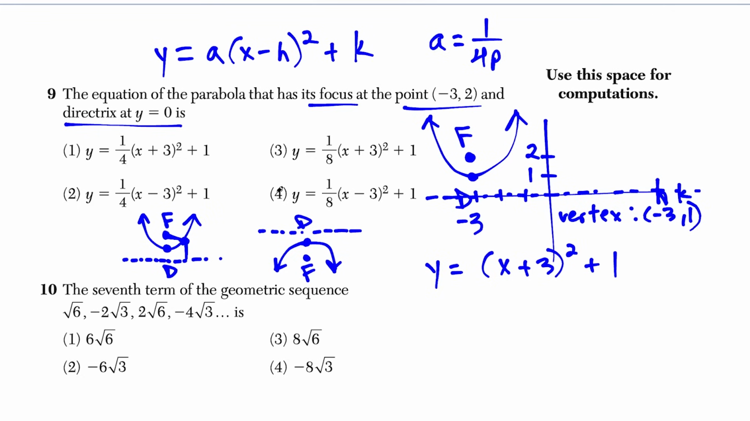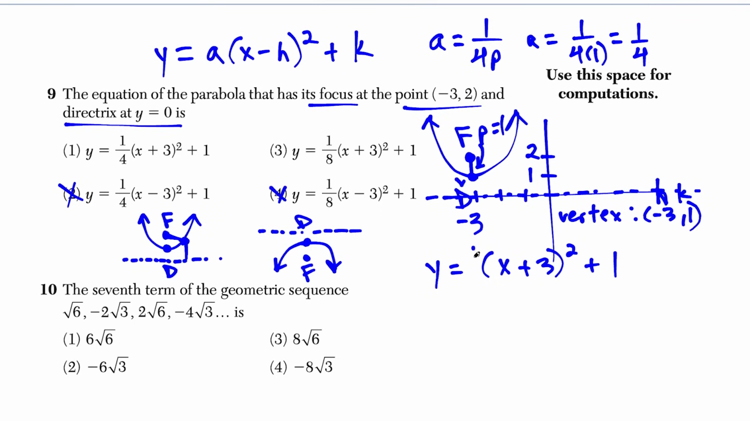And I could eliminate these two answer choices because we have (x minus 3) squared. But now, like I said before, the a value is 1 over 4p. And p is the distance between the vertex and the focus. So I could see here that this distance here to get from 1 to 2 tells us the value p is equal to 1. So if I plug in p equals 1, that's going to tell me my a value is 1 over 4 times 1, which is equal to 1/4.